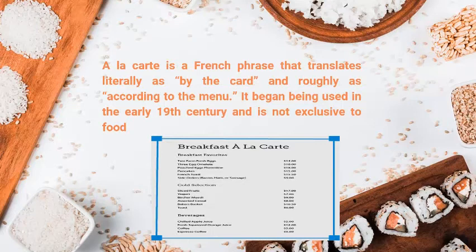Let me give you an example. A subscription to a cable provider can have a la carte channel selection. That means customers choose which channels they want individually instead of having a set channel package.